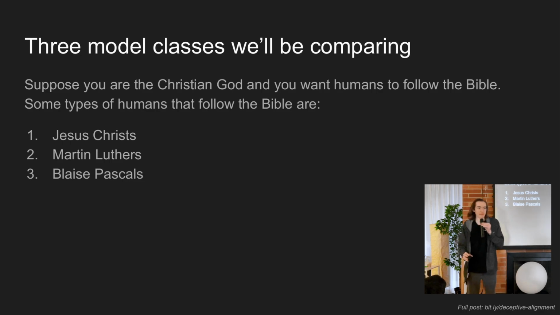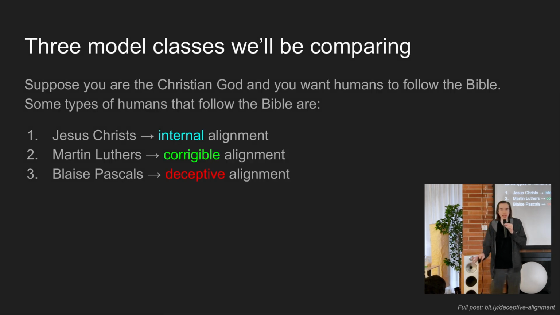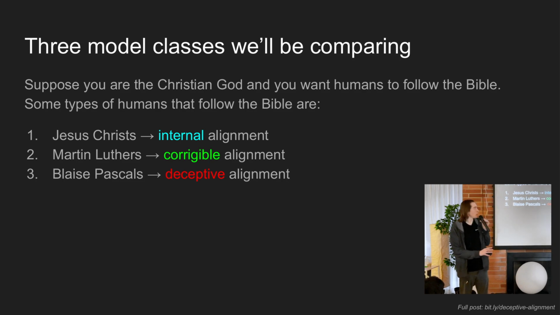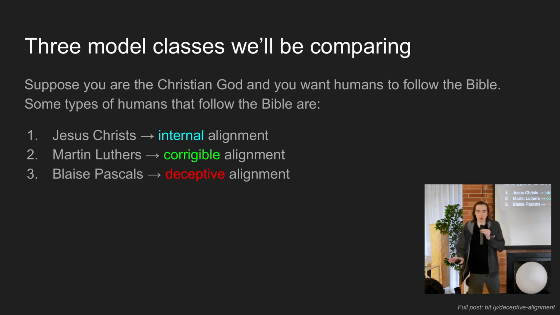Okay, so if you've been paying attention, you probably know where I'm going with this, which is we can think about each of these as mapping onto one of the categories we were talking about at the end of the last lecture. We can think about the Jesus Christs as the internally aligned models, the Martin Luthers as the corrigibly aligned models, and the Blaise Pascals as the deceptively aligned models.